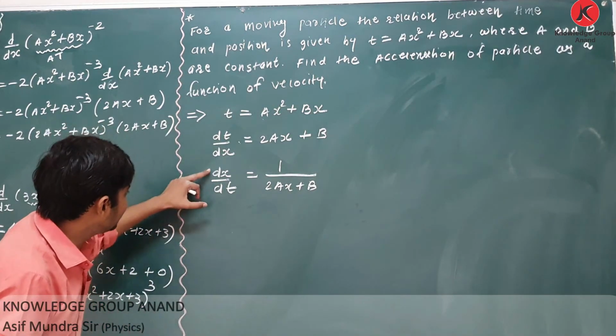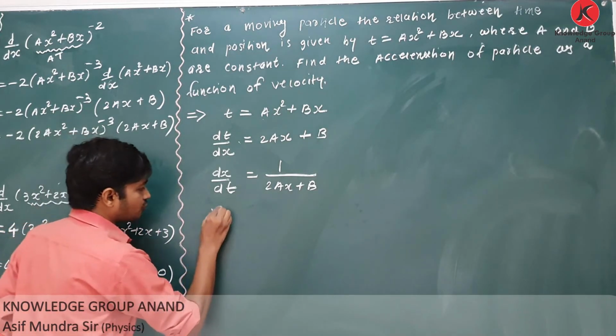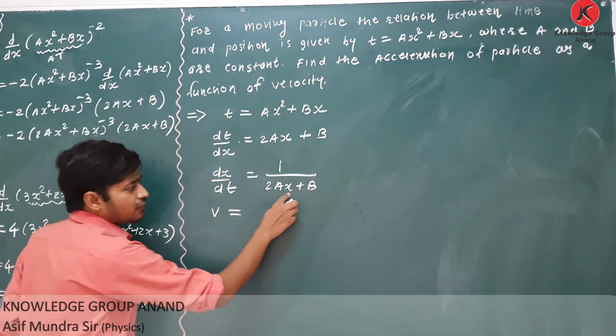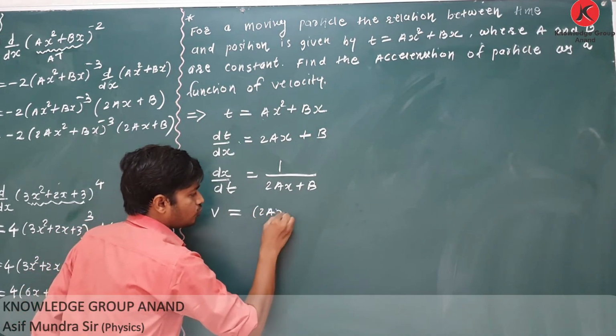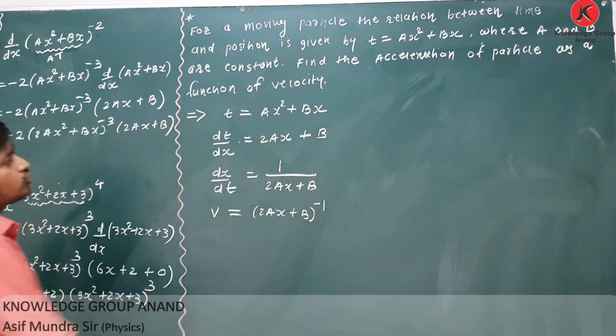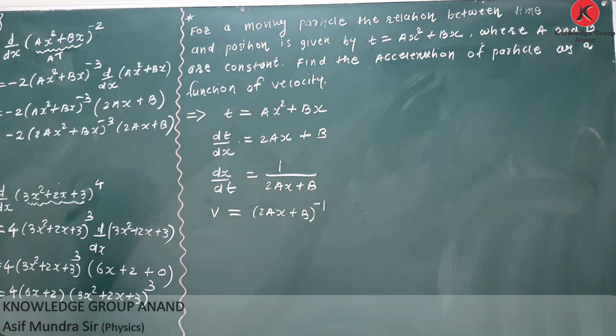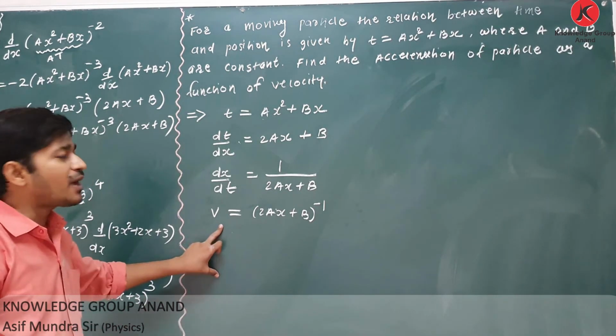So now, this dx upon dt is called velocity v. And if I want to write this term, I can write it like this: it is (2ax plus b) raised to minus 1. Clear about this? Okay.